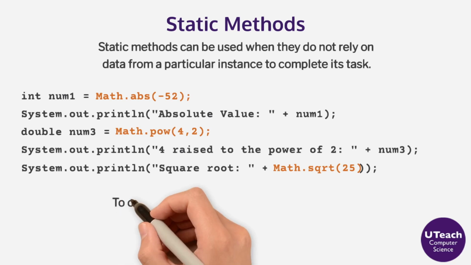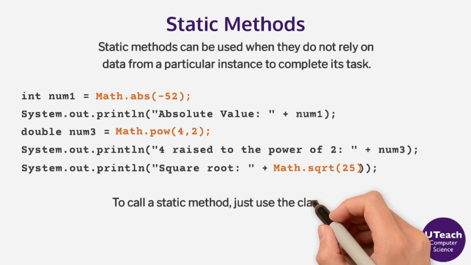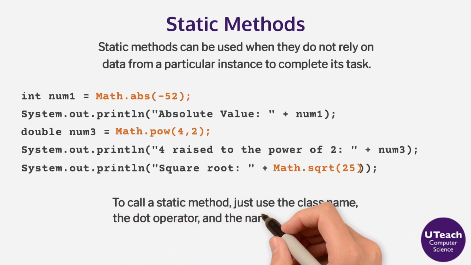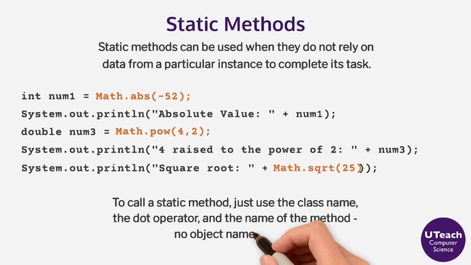To call a static method, just use the class name, the dot operator, and the name of the method. No object name is used.